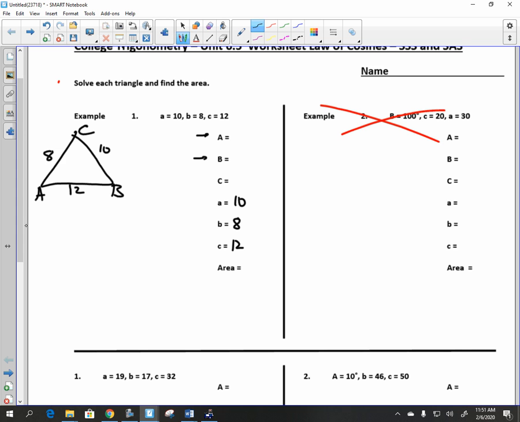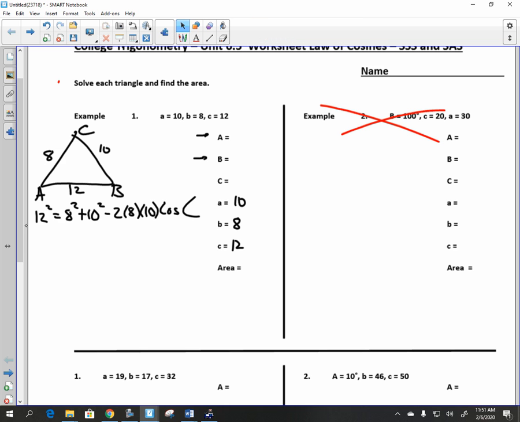So we're going to use the law of cosines, and in this situation, we start by solving for the largest angle, because after that, we use the law of sines, and the law of sines has no problem finding acute angles. So let's find the largest angle. What's the largest angle? C. So therefore, we set up 12 squared is equal to what? 8 squared plus 10 squared minus 2 times 8 times 10 times cosine of C.